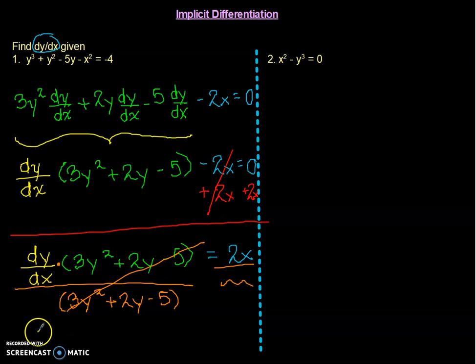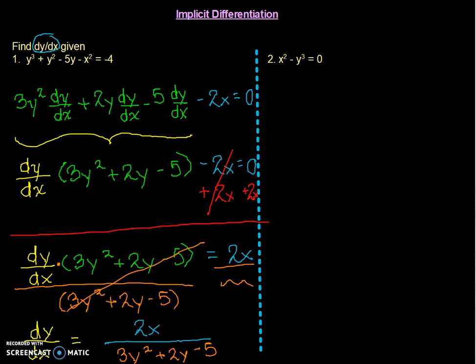and you're left with dy over dx equals, so remember that's what we're looking for, the derivative of y with respect to x. We got it by itself. It equals 2x over 3y squared plus 2y minus 5. So that's pretty much how we're going to use implicit differentiation. We're going to apply a little algebra to it after we find the derivative of each term.